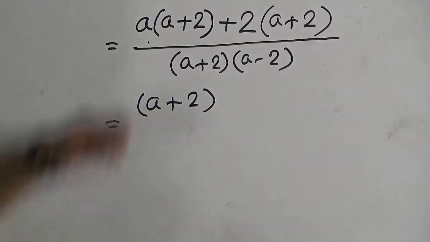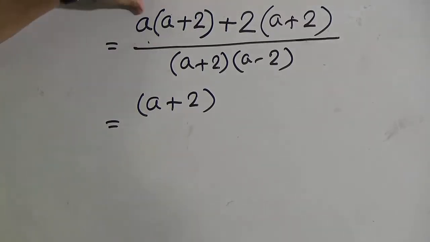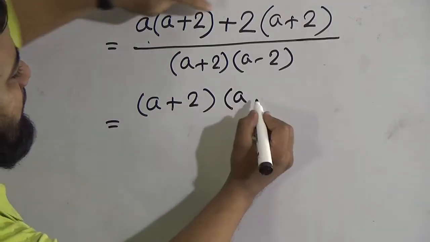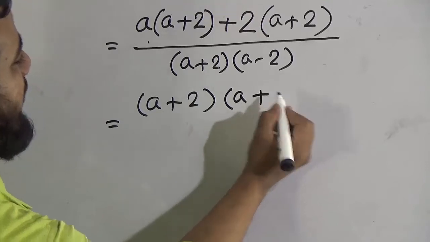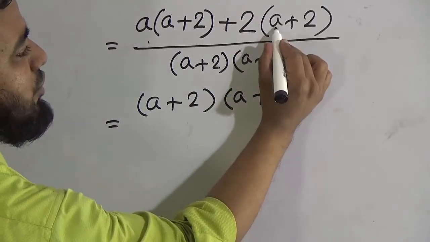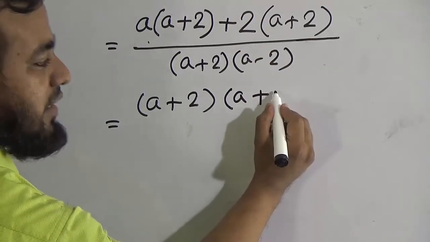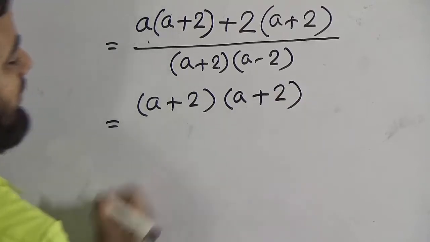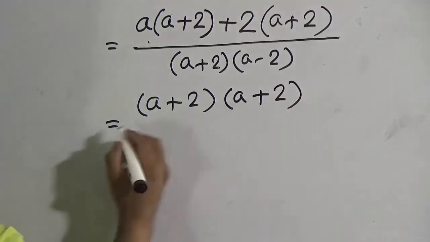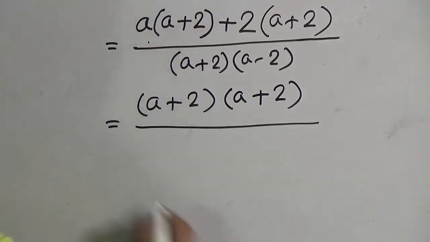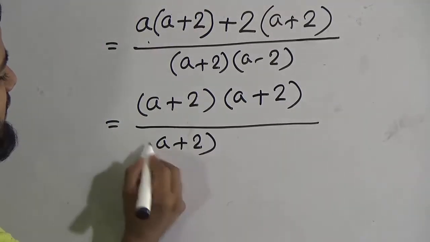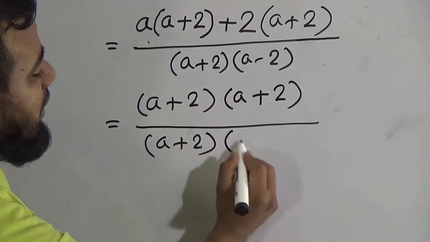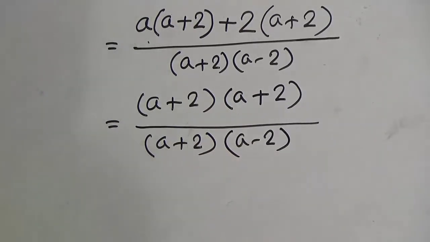If we take a plus 2 as common from the first term, we'll have a remaining. The plus sign, it will be plus 2 remaining here, because a plus 2 is taken as common, so 2 will be remaining here. So a plus 2 into a plus 2, divided by a plus 2 remaining in the denominator, and also a minus 2 is remaining here.